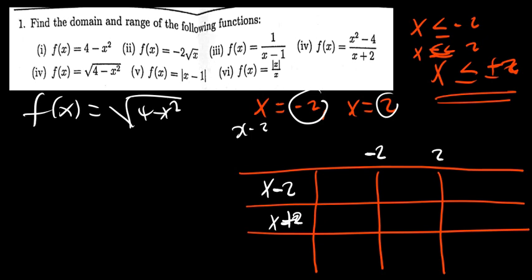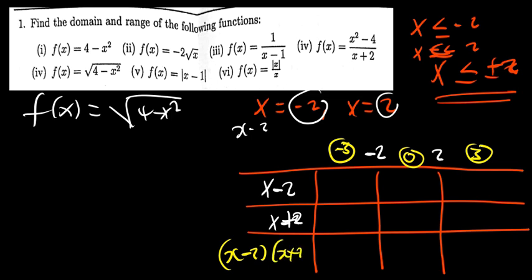Next, I'm going to get the number in between. The number in between negative 2 and 2 is 0. The number greater than 2 is 3. The number less than negative 2 is negative 3. So the last part here, I need to put these two like that. Any question there before we start using the table?